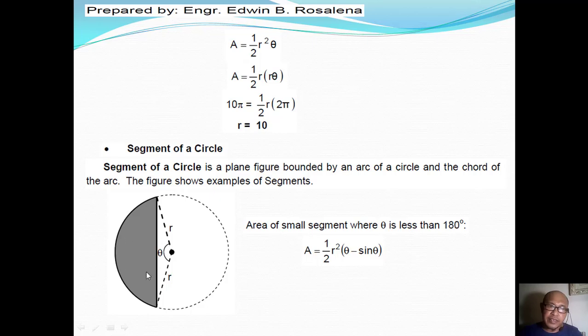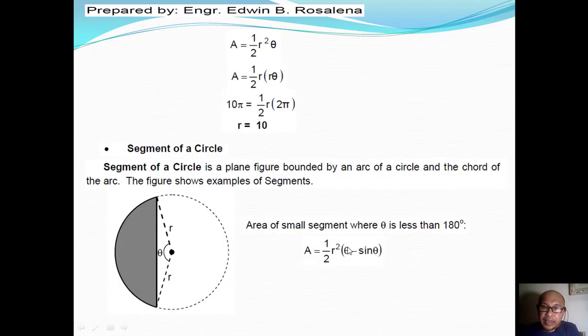So we have here a sector. The shaded portion is called a segment. But if you consider r and the angle theta and the arc, this is a sector. And the area of the sector is 1/2 r squared theta. And then this triangle, the area can be solved, which is equal to 1/2 r squared sine theta. So if you subtract and then factor out 1/2 r squared, then we come up with this formula.